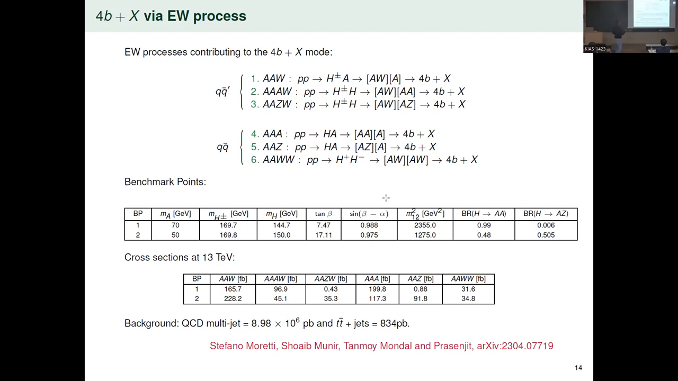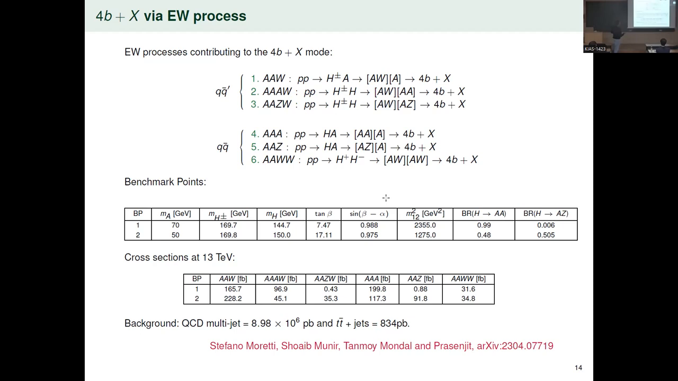And for the AAA mode, we have the pseudoscalar production in association with the heavy Higgs. So this pseudoscalar is a prompt pseudoscalar, and the pseudoscalars coming from the decay of the heavy Higgs are the non-prompt pseudoscalars. So we can have at least 4b from here, and if we consider one of the pseudoscalars to be decaying inclusively, we have at least 4b over here.